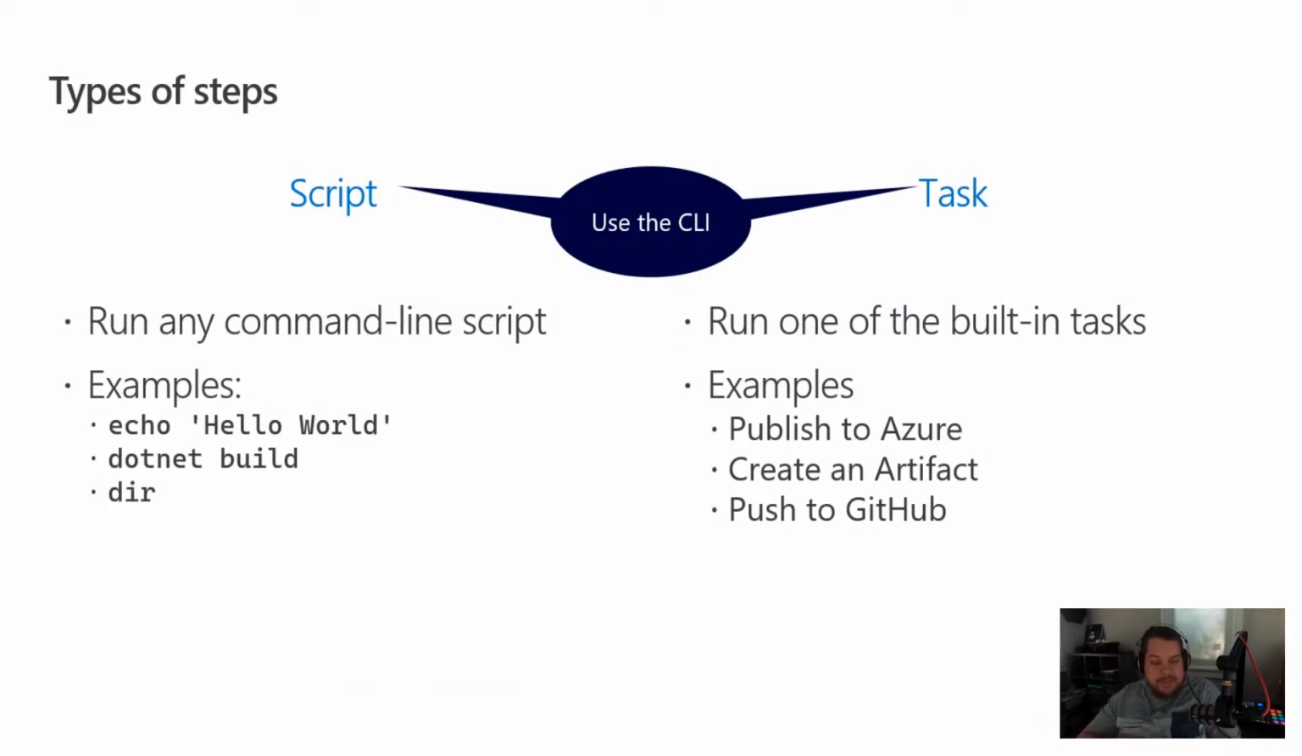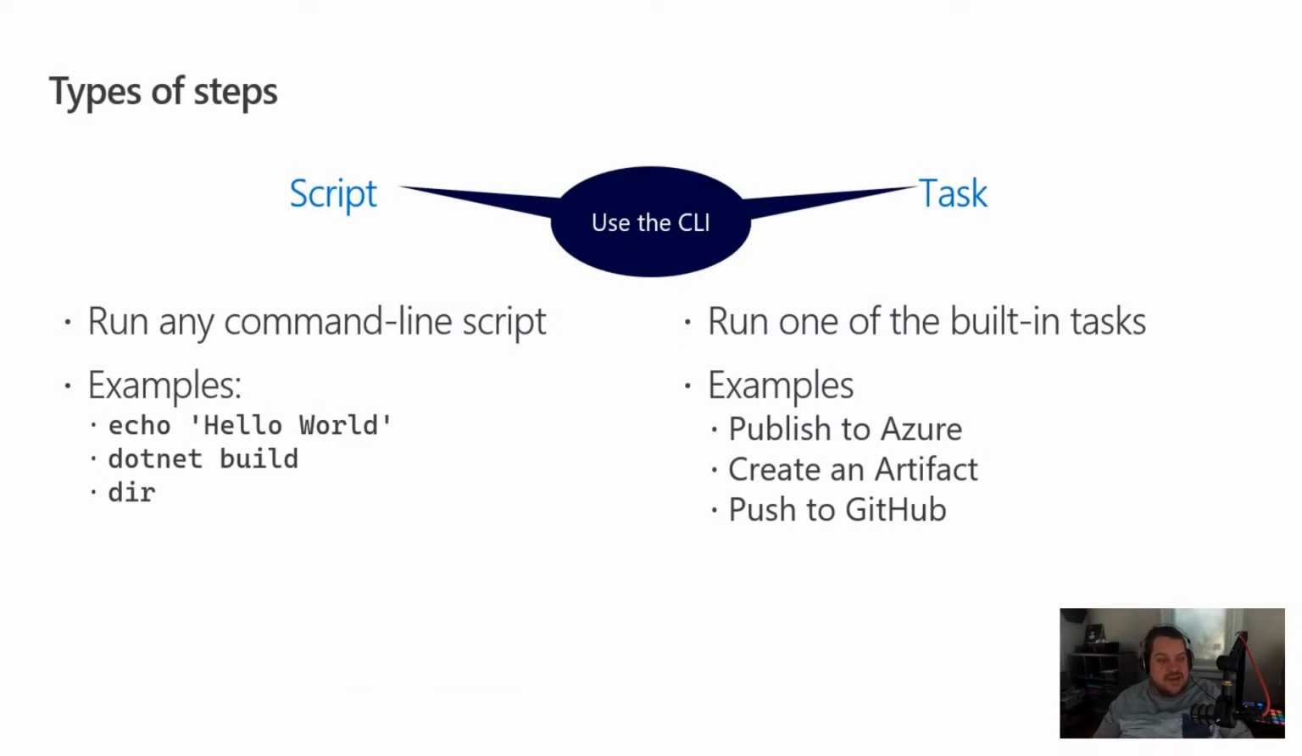Like for instance, there is a publish to Azure task. There's a task to create an Azure Pipelines artifact. There is a push to GitHub task. And these built-in tasks usually are useful tools that would encapsulate multiple lines of scripts. So for many common functions, you can use a built-in task rather than write 10, 15 lines of scripts. So when we talk about steps, you can either choose to use a line of script or you can use a built-in task.